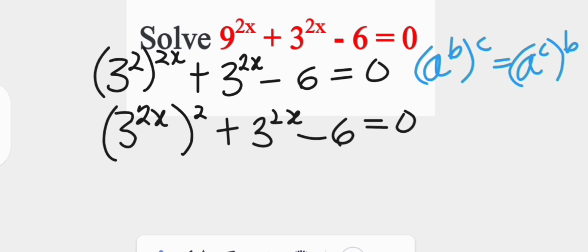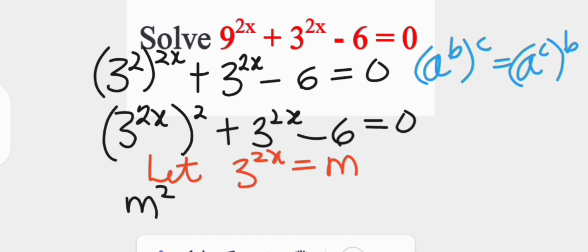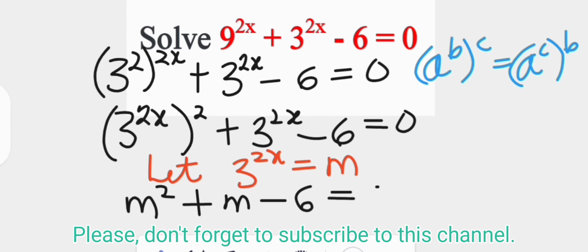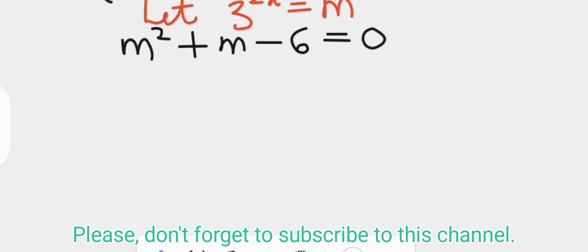The next is the transformation of variables, where we let 3 to the power of 2x be equal to m, so that the equation is written as m squared plus m minus 6 equals 0, reducing it to a quadratic equation.